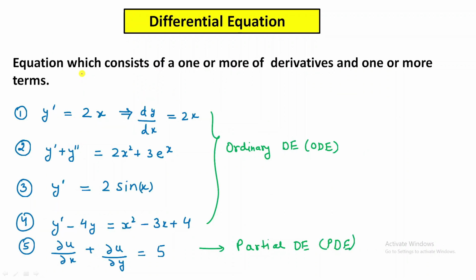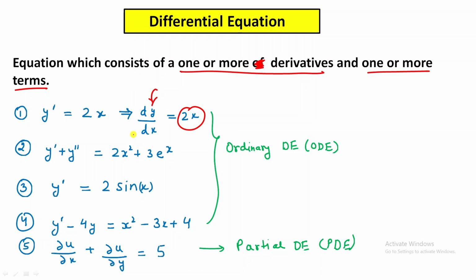A differential equation is an equation which consists of one or more derivatives and one or more terms. Let's understand with the help of an example. Here you can see we have y dash equal to 2x. This y dash can be written as dy upon dx also, equal to 2x. So this is a derivative and this is a simple term.